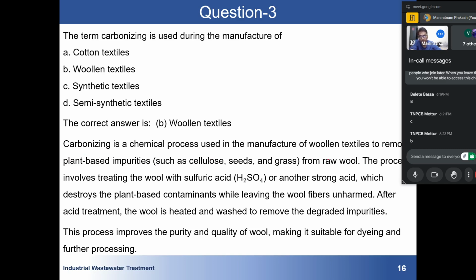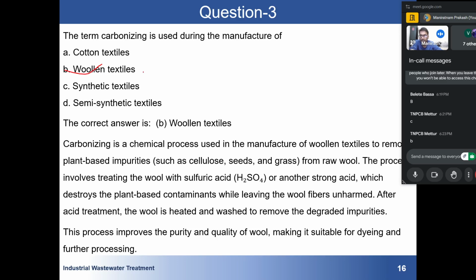This process involves treating the wool with sulfuric acid or another strong acid, which destroys the plant-based contaminants while leaving the wool fibers unharmed. After the acid treatment, the wool is heated and washed to remove the degraded impurities. This process improves the purity and quality of the wool, making it suitable for dyeing and further processing. So yes, the correct answer was B, woolen textile.